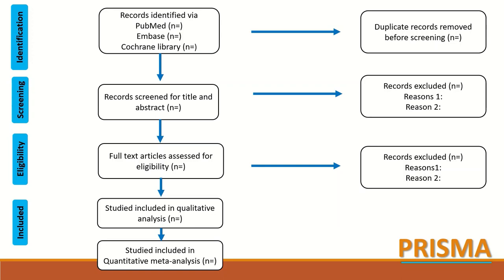So this is the PRISMA diagram that sets the frame for how to proceed from the beginning until the end of performing the meta-analysis: what criteria are selected for selecting the articles, the screening performed, the excluded records and the reasons for that, the eligible articles, and the ones that are included in the final step, which is the meta-analysis that will form part of the systematic review.